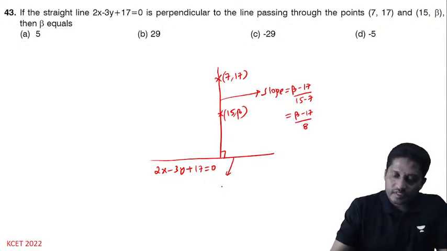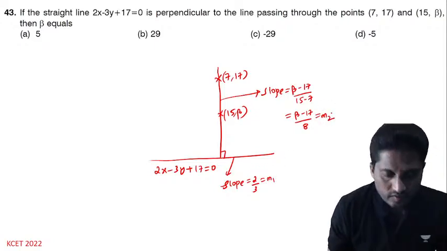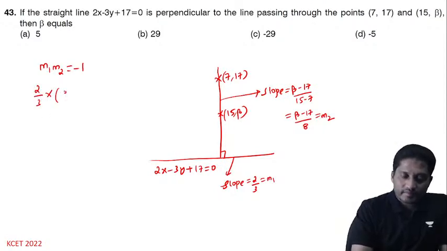Okay, and slope of this line is minus a by b, which is equal to 2 by 3. This is m1 and this is m2. m1 into m2 is minus 1, right? Because they are perpendicular. Product of the slopes should be equal to minus 1. m1 is 2 by 3. m2 is beta minus 17 divided by 8 is equal to minus 1.